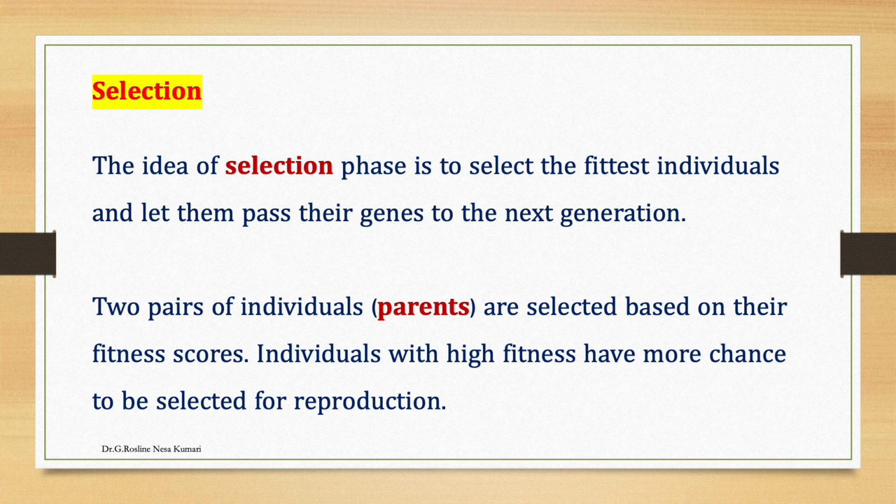The third step of the genetic algorithm is selection. The idea of the selection phase is to select the fittest individuals and let them pass their genes to the next generation. Two pairs of individuals are called the parents. They are selected based on their fitness scores. So the individuals with high fitness have more chance to be selected for reproduction. Parent selection is the process of selecting parents which mate and recombine to create offspring for the next generation.